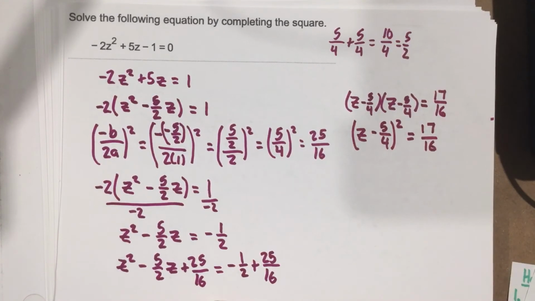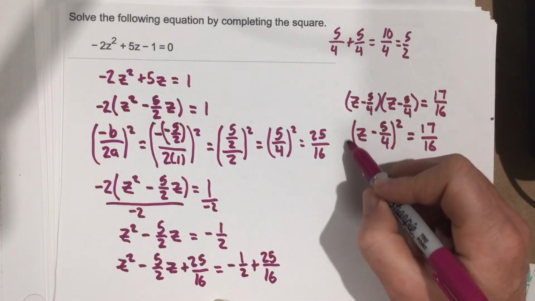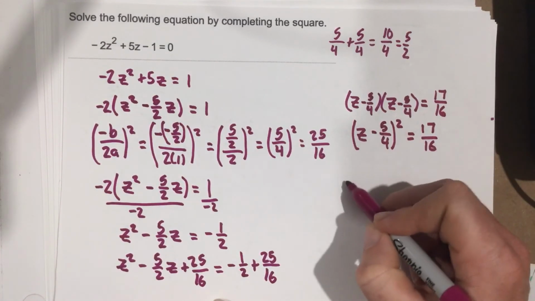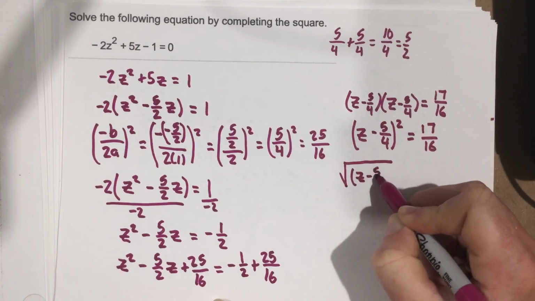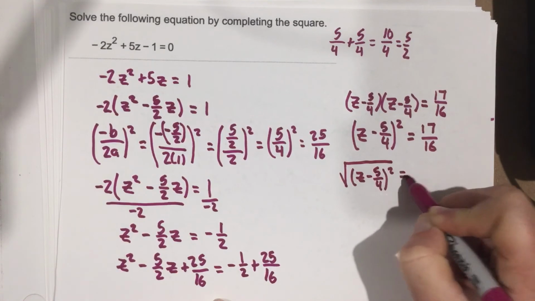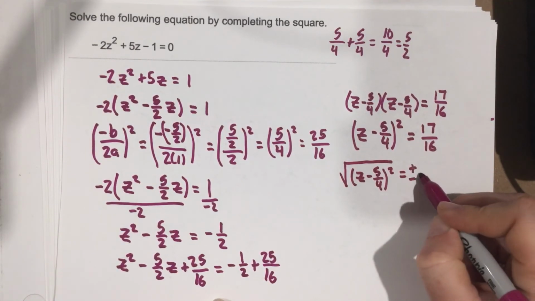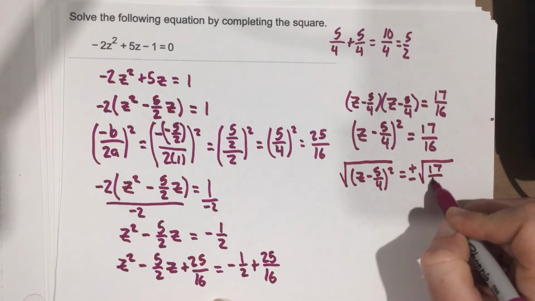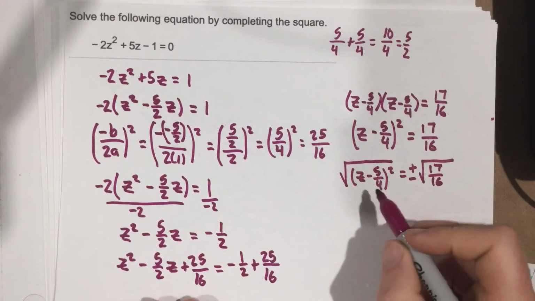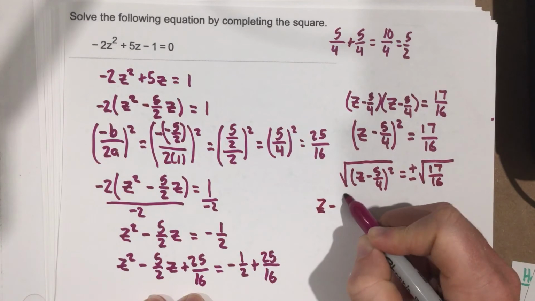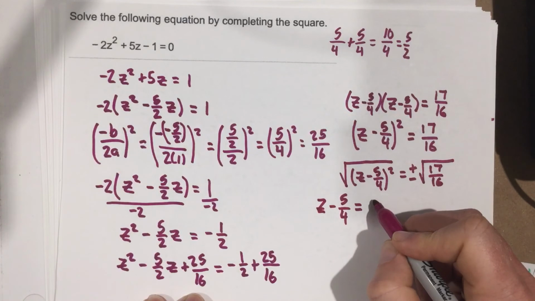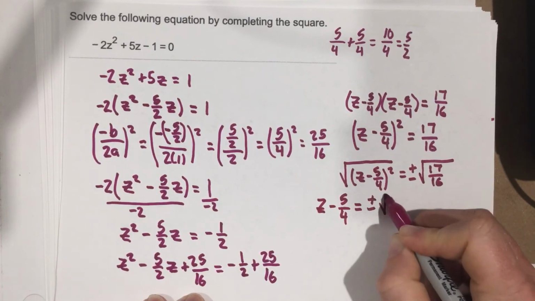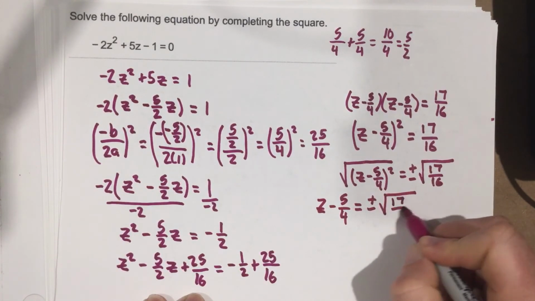And now we can actually use the square root method, method 4 there, to solve this. So let's square root each side. When we square root each side, we get the square root of z minus 5 over 4 squared equals plus and minus, remember, the square root of 17 over 16. This gives you z minus 5 over 4 equals plus and minus the square root of 17 over 16.